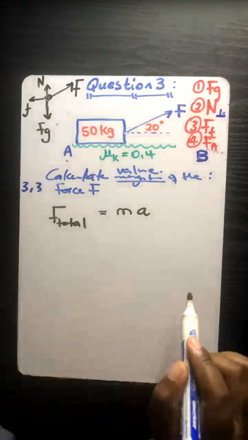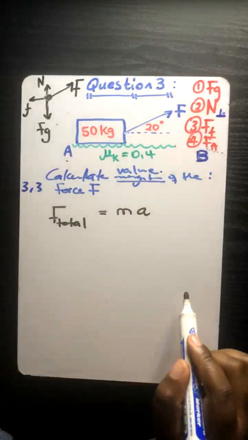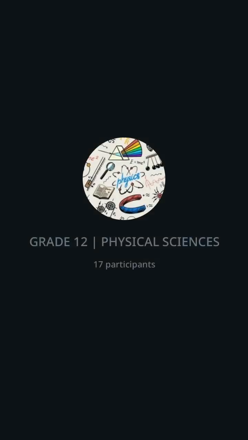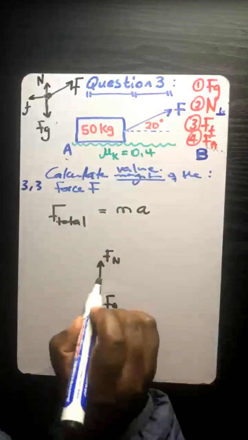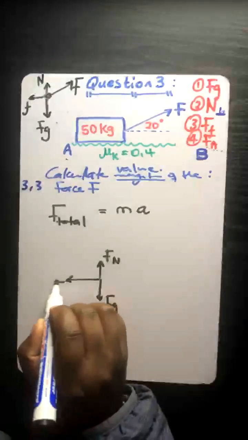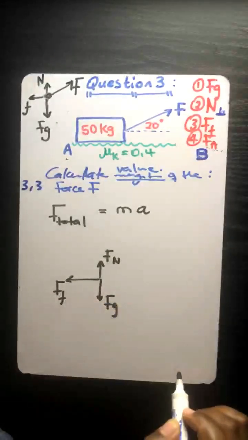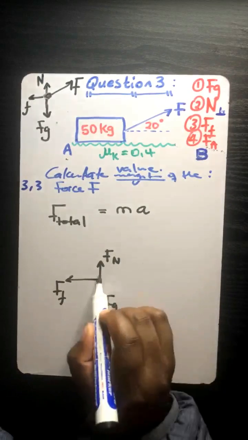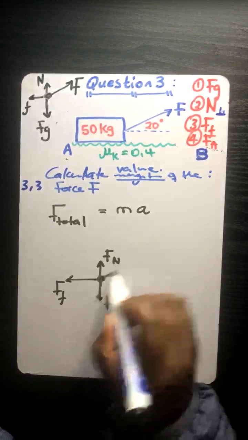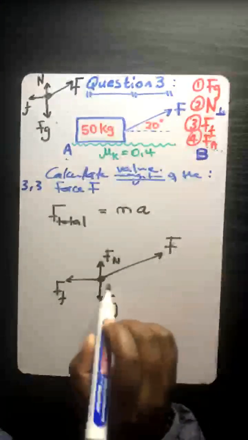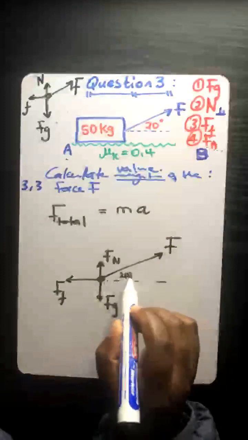Let's try to look at something, honorable members. Remember, we have a vertical force called the normal force. We also have a vertical force called Fg. And then we have a horizontal force called the force of friction. But we have a problem because now there is another force which is at an angle of 20 degrees.